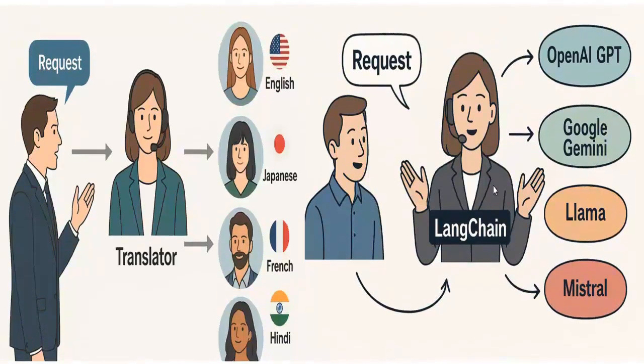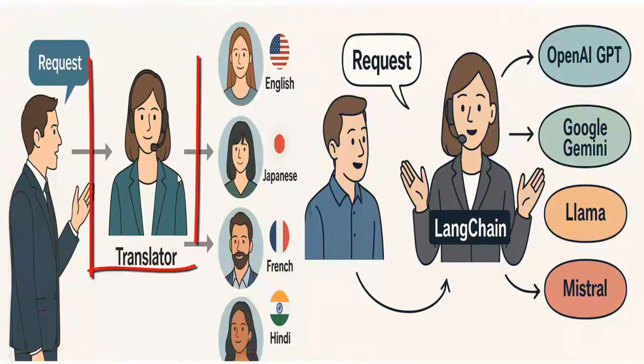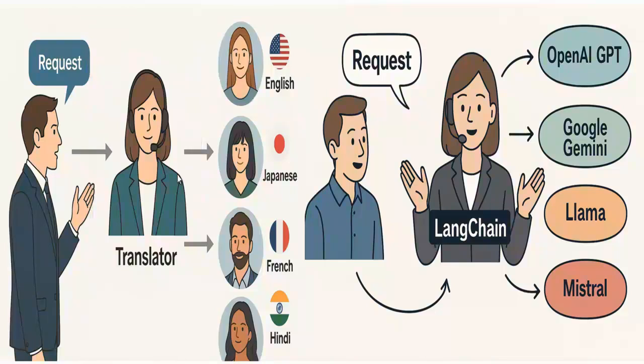Let's say you work in a company where you have to communicate with teams from different countries. One team speaks English, another speaks Japanese, another French, and another Hindi. That you can see here to our left side. Now, instead of learning all these languages yourself, you hire a translator. You speak in your language and the translator takes care of everything. They translate your message, talk to the right person and get the reply and give it back to you. You don't need to learn any new language yourself. Yes, that's exactly what Langchain does, but with AI models that you can see to our right side.